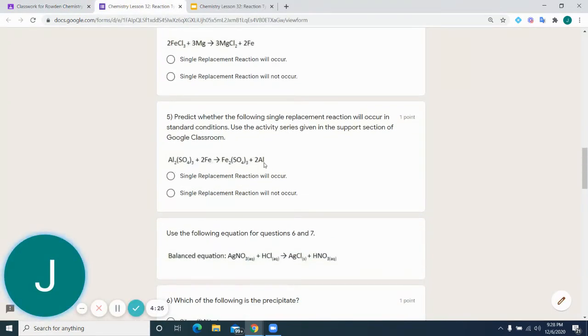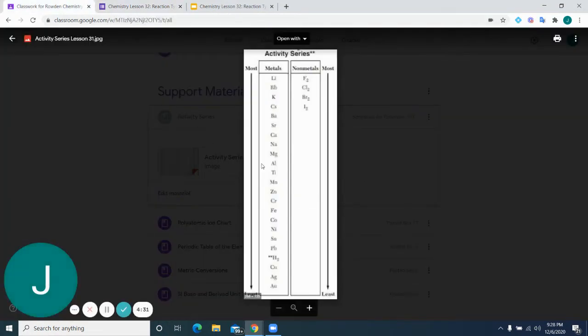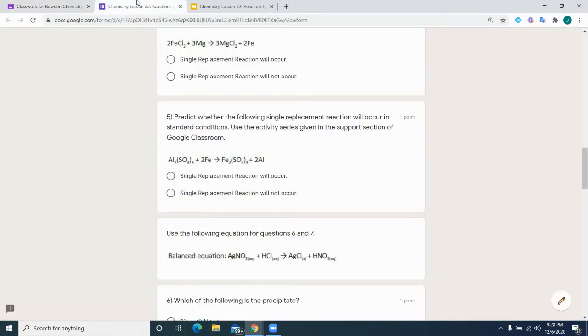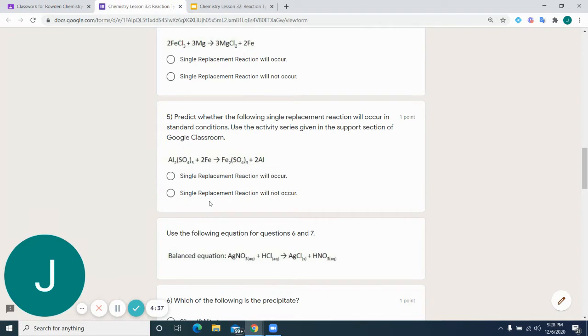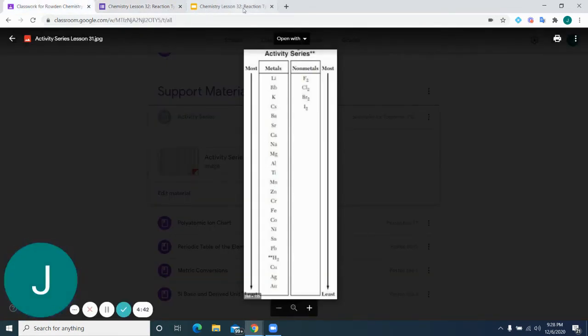Number 5. Iron is alone. Now aluminum is alone. Does iron beat aluminum? Iron is right here. Aluminum is up here. No, it does not. So no, that will not happen. So that's all that we're doing for that. We're just looking at this and deciding which one will win.